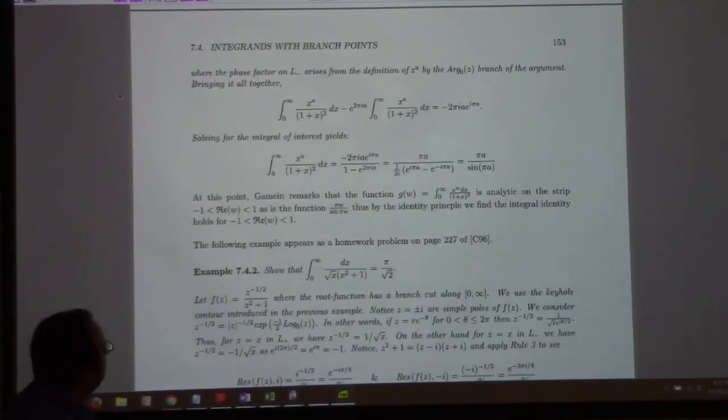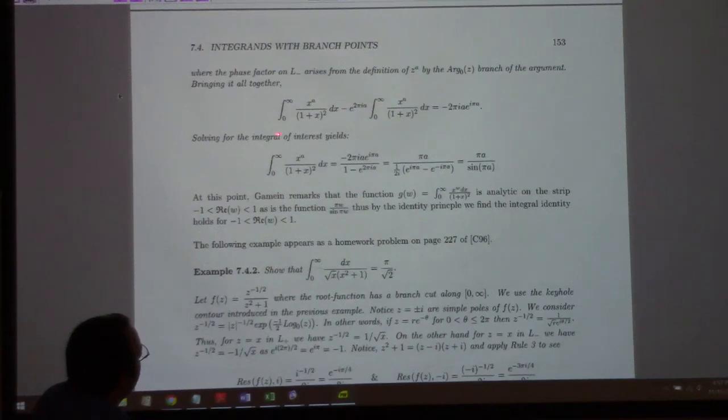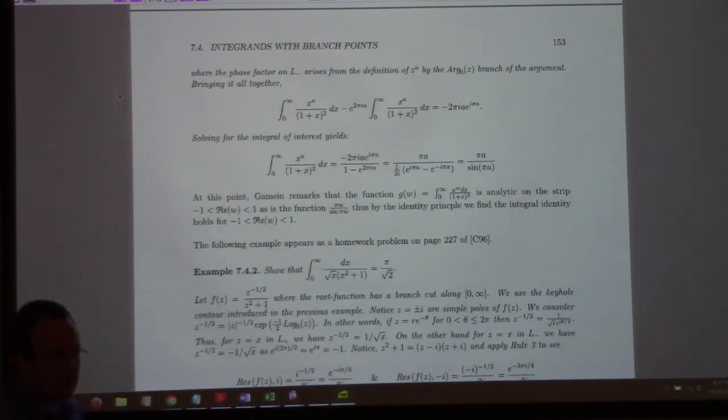So, I'm sorry, I have not done it justice. So it's this. Actually, the lower integral picks up a phase factor. That's the interesting thing. And so when you solve for the integral, you get 1 over 1 minus 2 pi i a, which after dividing the top and the bottom by that, produces a sine. And that's how we get pi a over sine pi a. And then Gamelin uses complex analysis magic to extend the result much further.